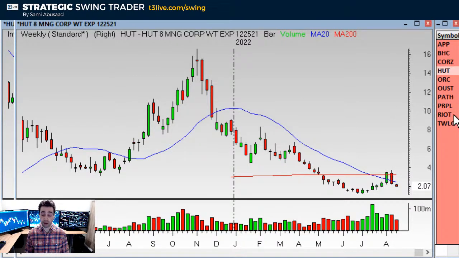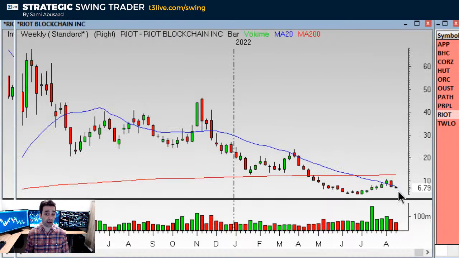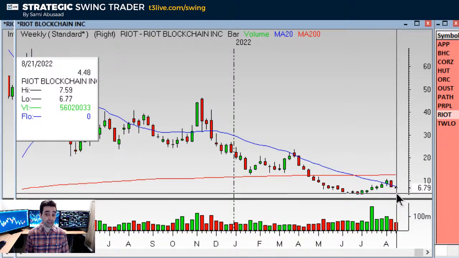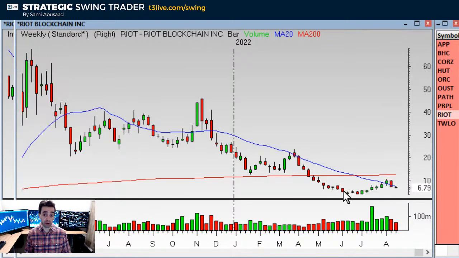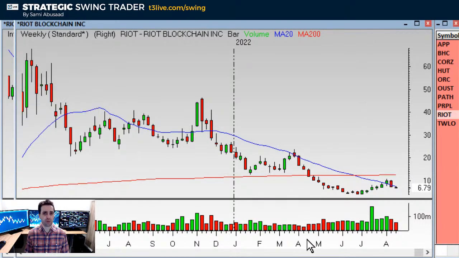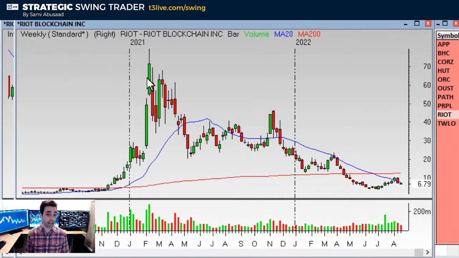Another one that's similar should be the Riot, another Bitcoin stock. Short under this really small bar, 6.77, stop over 7.60. Pretty good. Target the prior lows. Do you remember when Riot was a 70, 80 maybe, $80 stock?